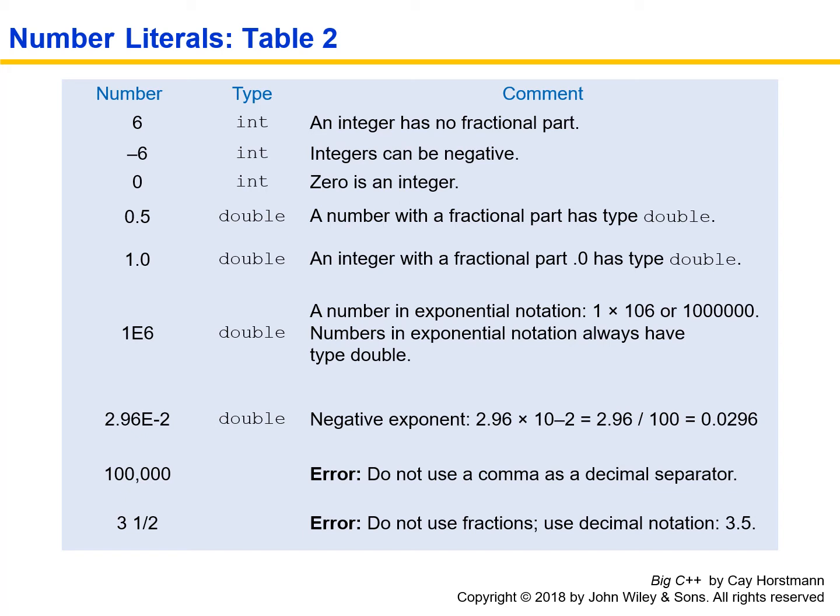Finally, a couple of common errors. Do not use commas to separate thousands and millions and things like that. Just does not work in C++. And do not write numbers out as fractions, as mixed fractions, 3 1/2. Instead, estimate a decimal notation, 3.5 for that.